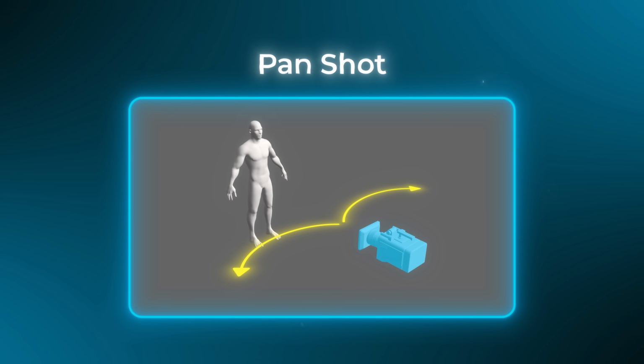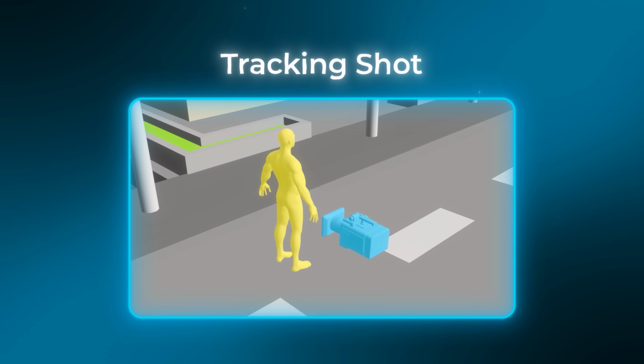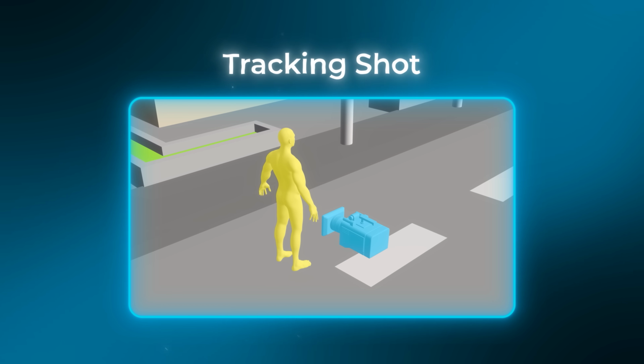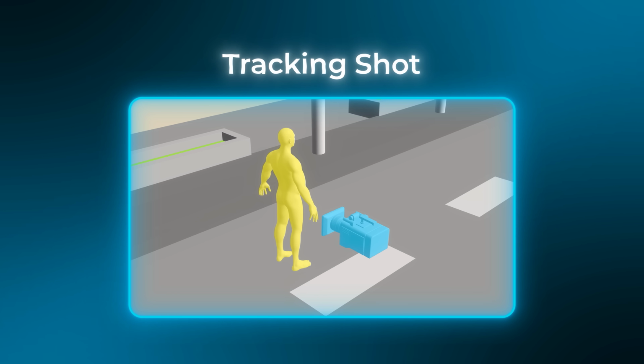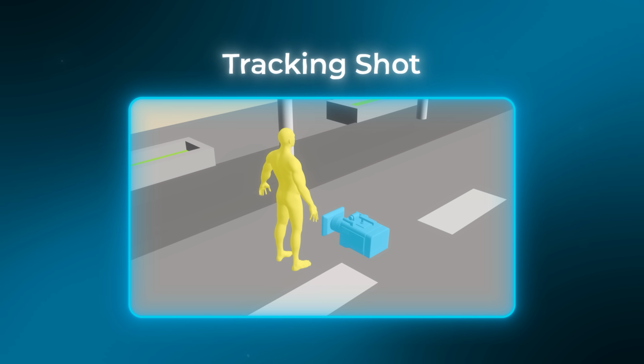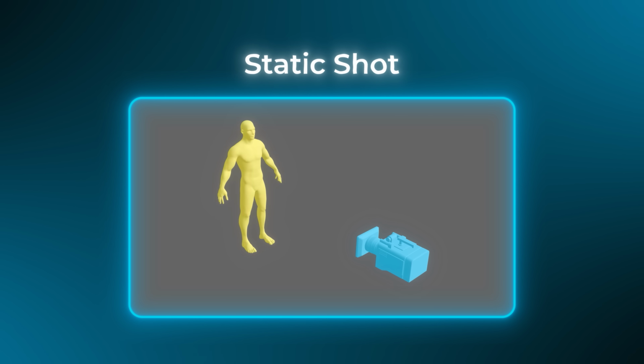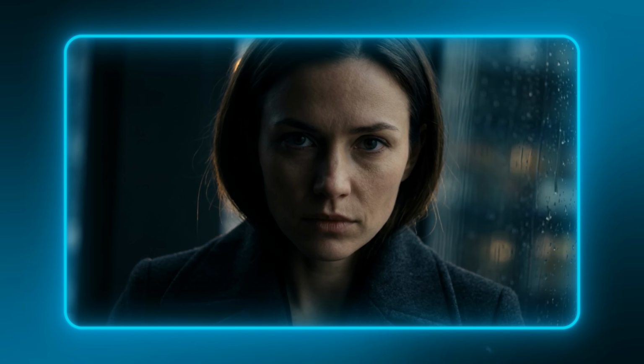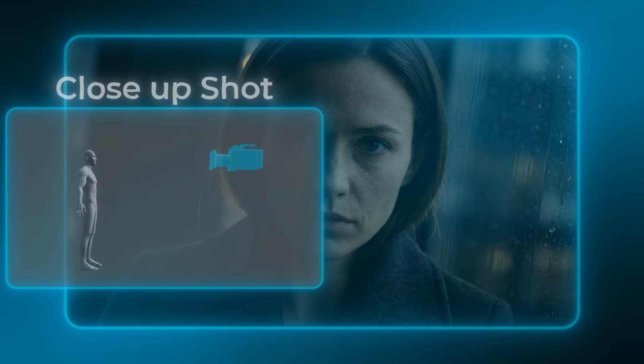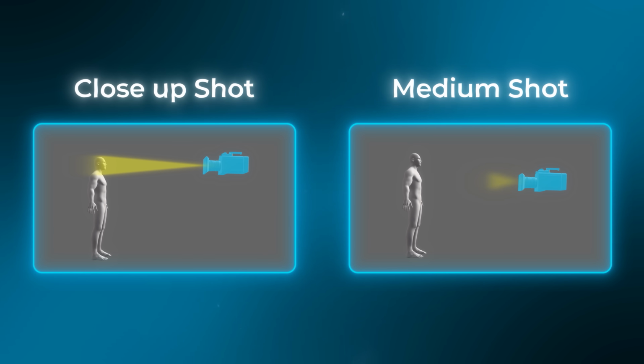A pan is just the camera turning side to side to reveal something new in the frame. A tracking shot follows your subject as they move, so it works really well for walking scenes or anything where the character is moving through a space. And then there's the static shot. No movement at all. Honestly, that can be more powerful than people expect because stillness builds tension on its own. One more thing on camera and shot composition is that AI video performs best when the main subject is large in the frame. Close-up shots and medium shots give the model more to work with.